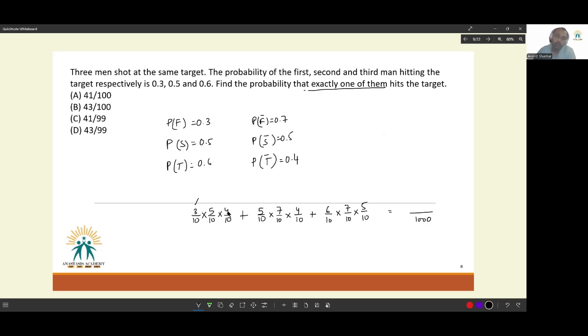Numerator: 3 into 4 into 5 adds up to how much? 60. Then I have 5 into 4 into 7, 140. Then I have 6 into 7 into 5, so this will give me 210. 30 into 7, 210. So this becomes 410 by 1000. Cancel, cancel. We get 41 by 100. Option A is the right answer.